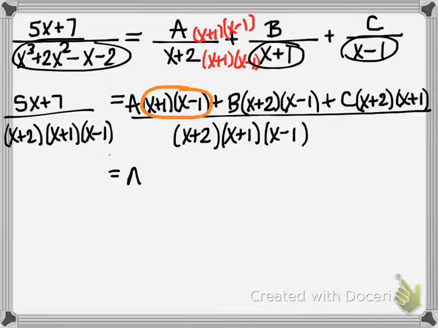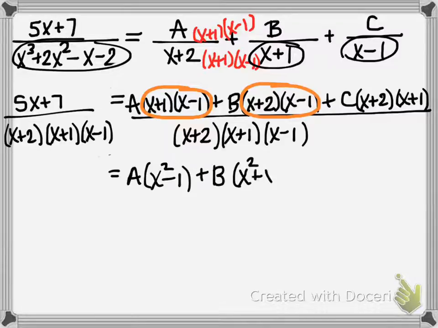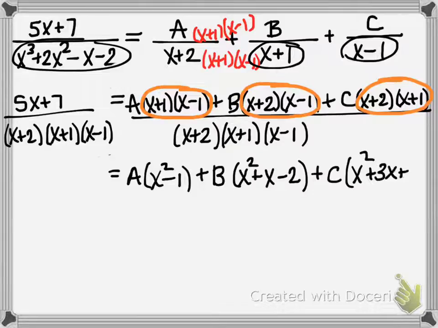So I'll have A times the quantity x squared minus 1. Same thing with the next term. I'm going to multiply x plus 2 times x minus 1 first. So that'll be x squared plus x minus 2. And the third term will multiply x plus 2 times x plus 1, which is x squared plus 3x plus 2.